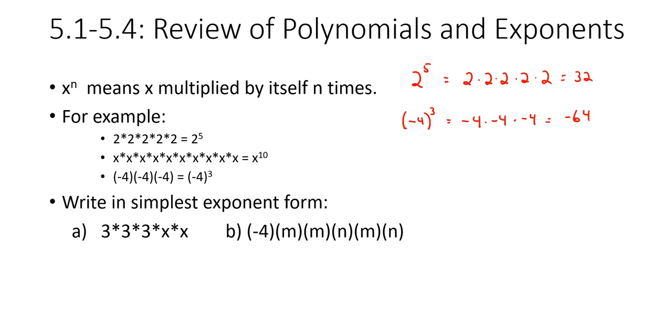All right, so it says write in simplest exponent form. Look at this first one. 3 times 3 times 3 is 3 to the 3rd. x times x is x squared. For the second one, you've got a negative 4, but no other negative 4, so that just sits by itself. You've got 1, 2, 3 m's. You've got 2 n's.